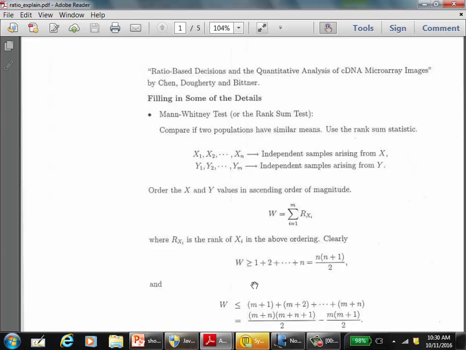So that means w has got to be greater than or equal to this sum, and this is equal to n times n plus 1 over 2. Everybody agree?